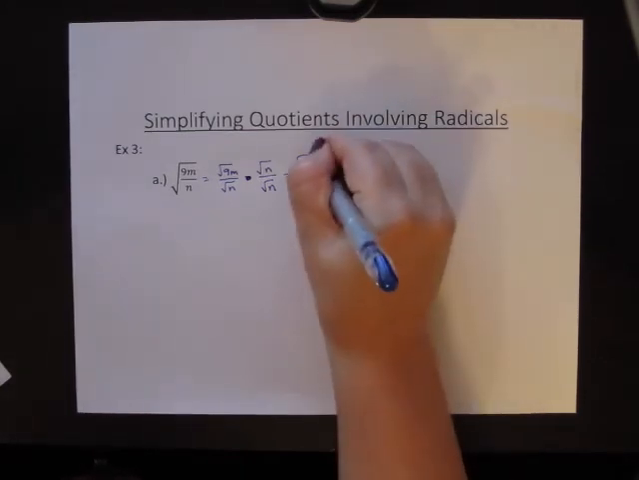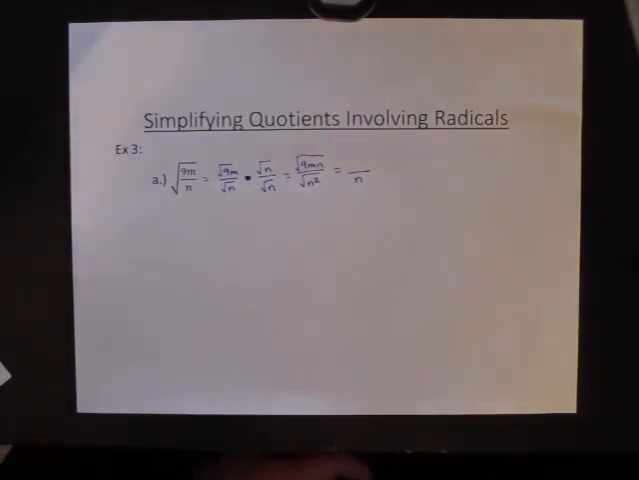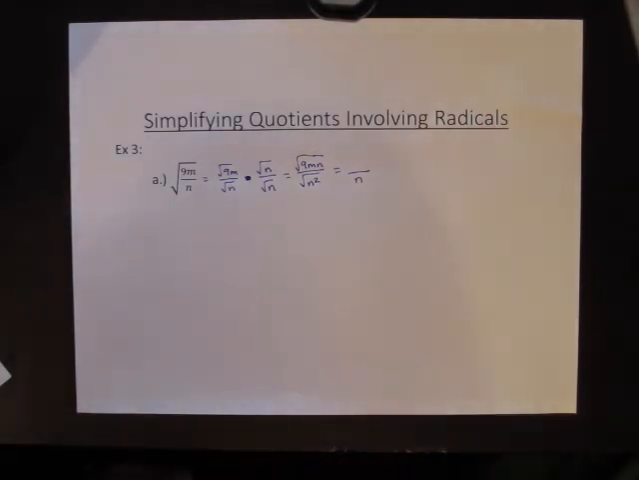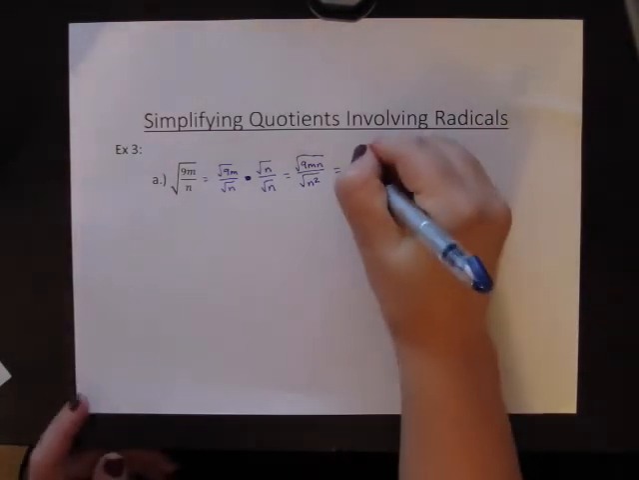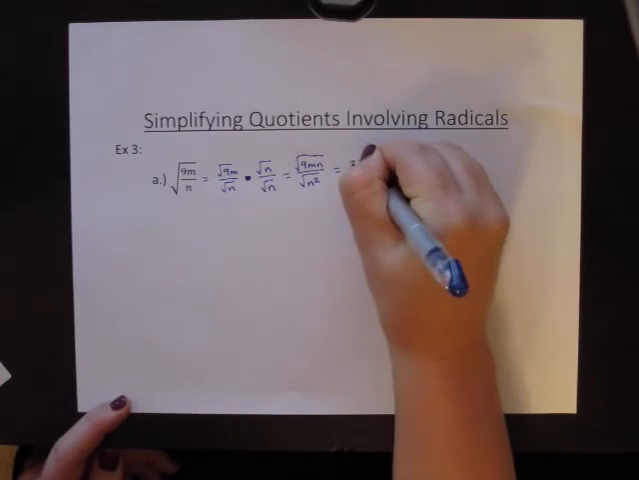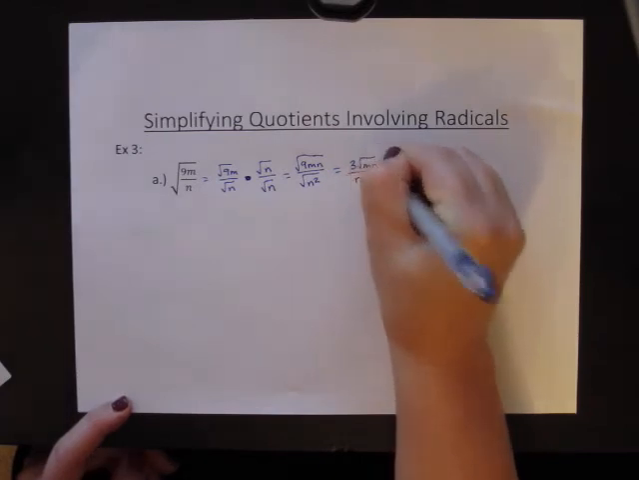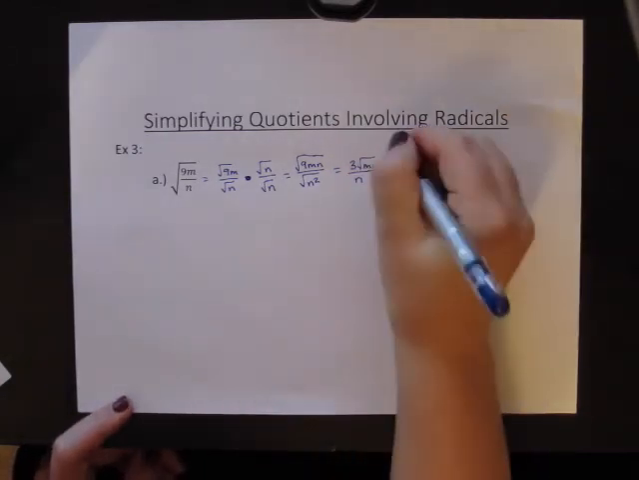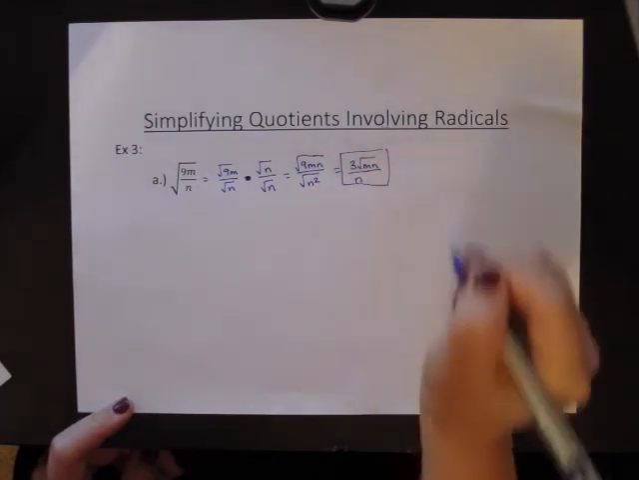And then the other thing that I see is that I can't do anything with my variables in the top, but the 9, the square root of 9 is going to be 3. So I've got 3 square root mn. Then I check to see if I can cancel anything out. I can't. That's as far as I can take it.